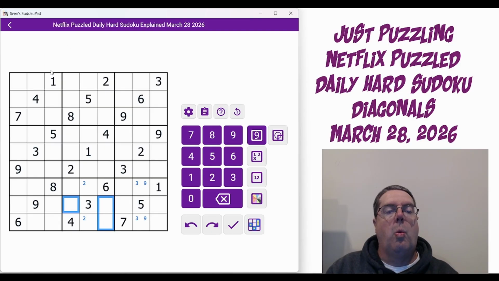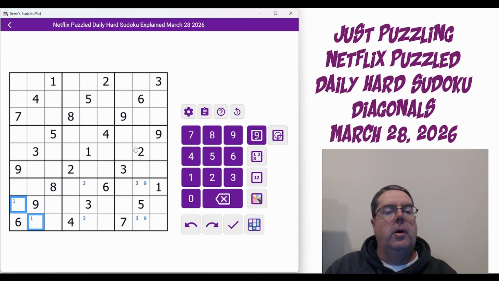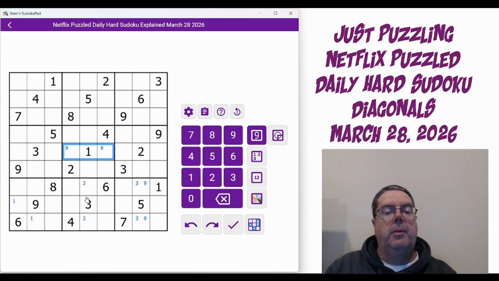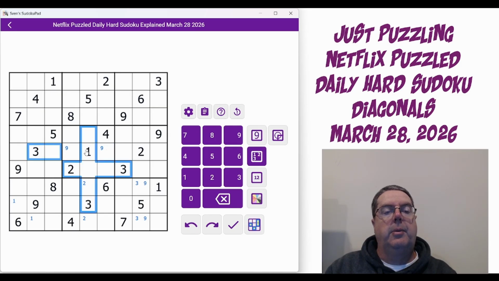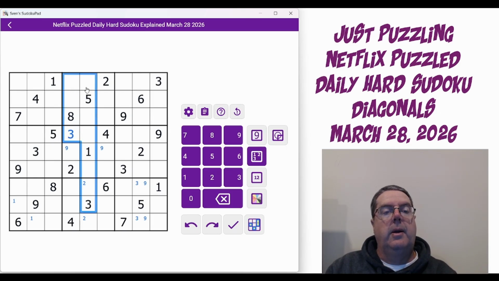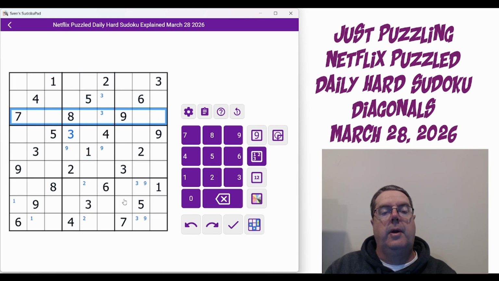Hope you enjoy. 1 comes down here, 1 comes across here, so 1 is one of these two. 9 comes across here, 9 comes across here, so 9 is one of these two. 3 comes up here, 3 comes across here, 3 comes across here, so this is actually a 3 here. 3 comes up here, 3 comes up here, so 3 is one of these two. 1 comes across here, 1 comes up here, so that's interesting. 7 comes across here, 7 comes up here, so 7 is one of these two.